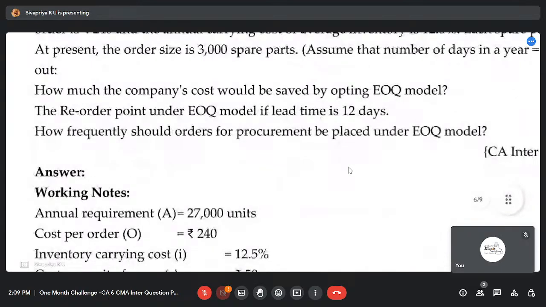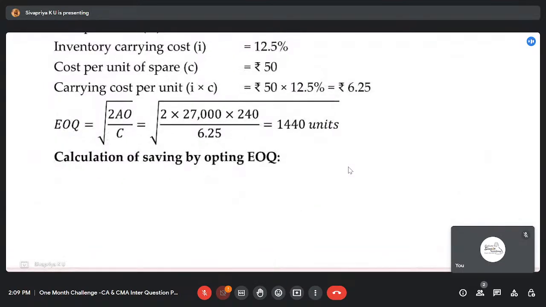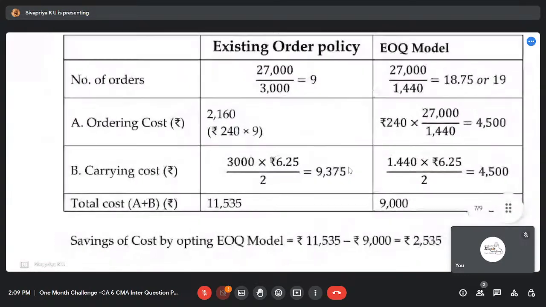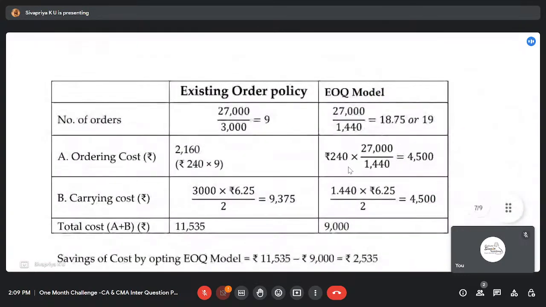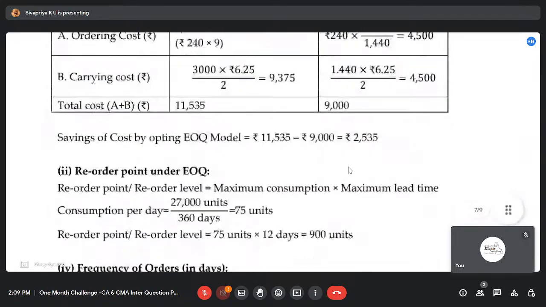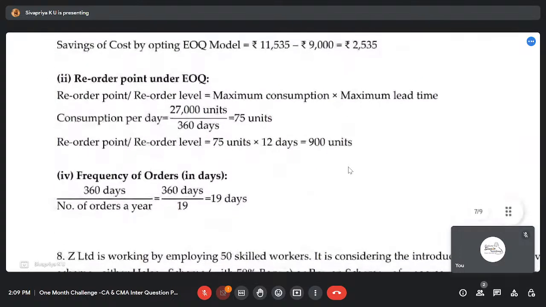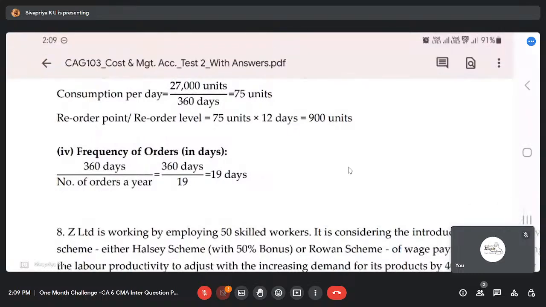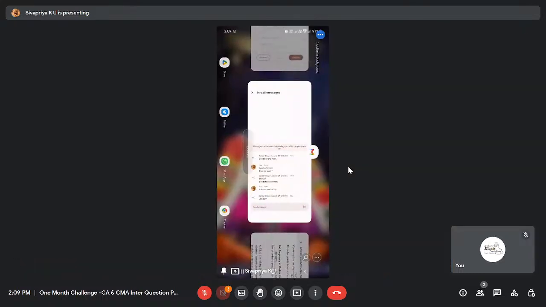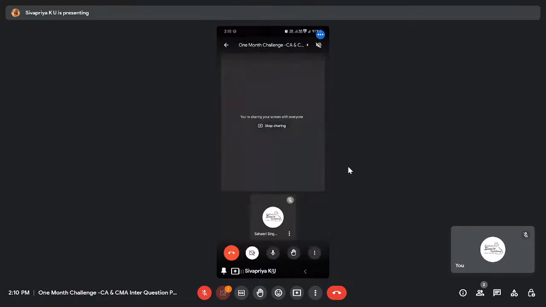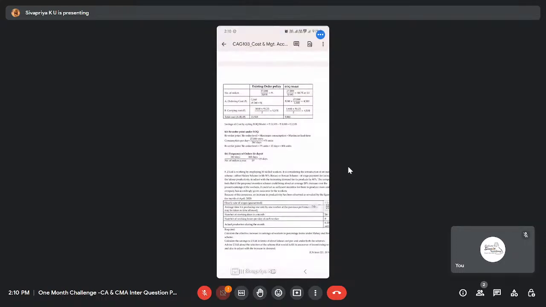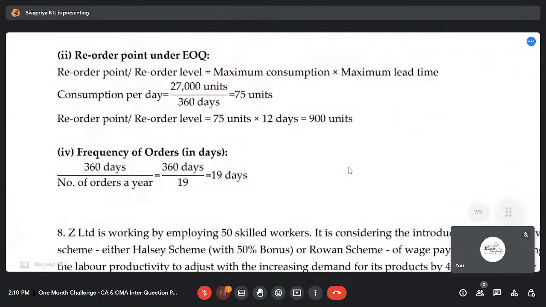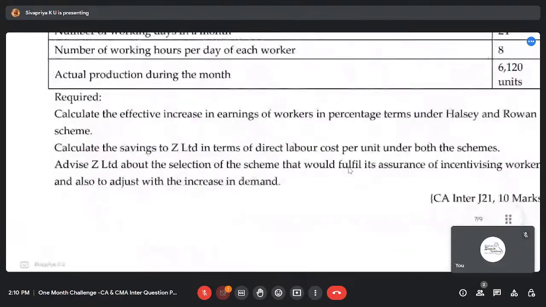Question number 7, EOQ. EOQ 1,440 units. And if you consider the existing policy, total cost will be 11,535, and for EOQ model it is 9,000. So the difference will be savings 2,535. So reorder point under EOQ 900 units, frequency of order 19 days. Question number 8.